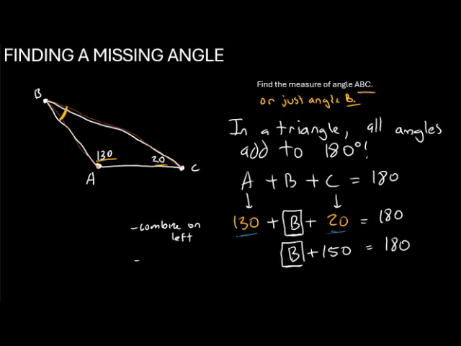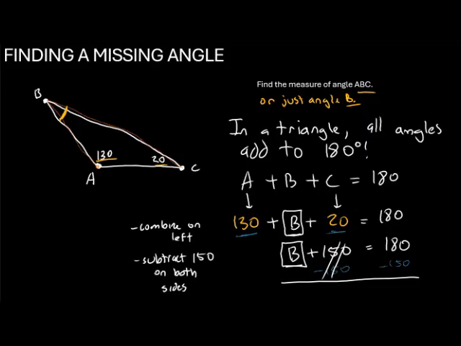Now we can get B by getting rid of the 150. And to do that, we can subtract 150 on both sides. I'm going to write minus 150 on the left and the right. On the left, 150 minus itself will cancel out, and on the right, 180 minus 150 gives 30. Therefore, my answer is that B equals 30, and that will be my missing angle. Therefore, angle ABC is 30 degrees.